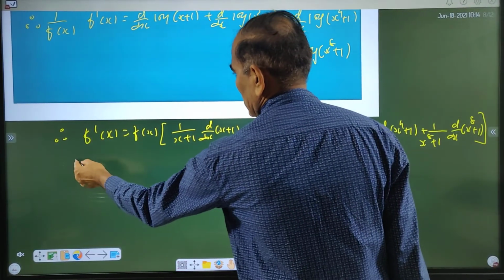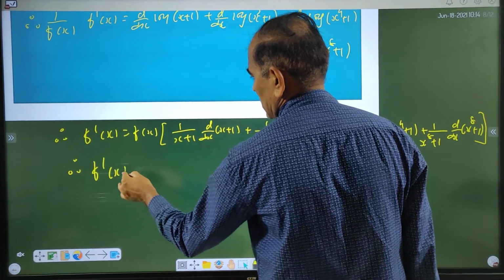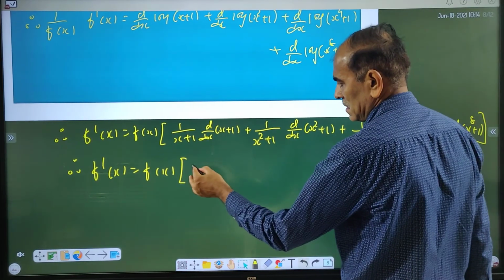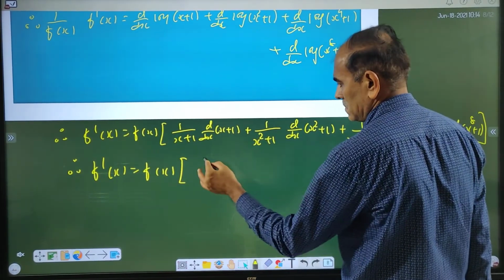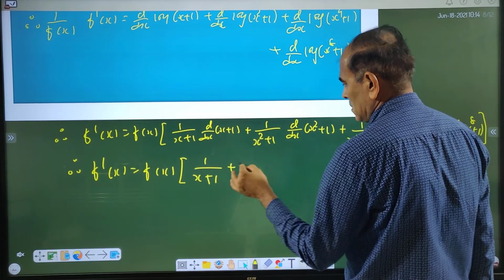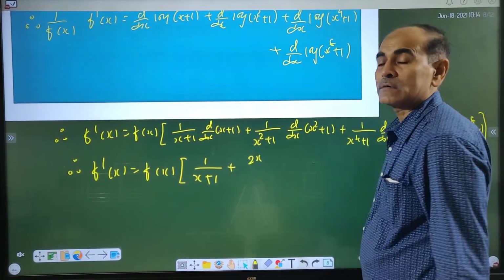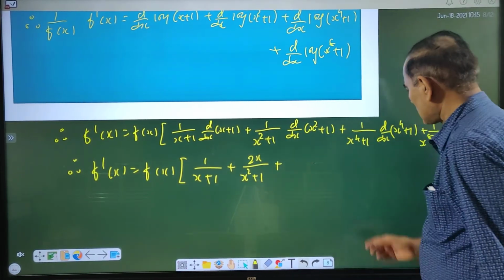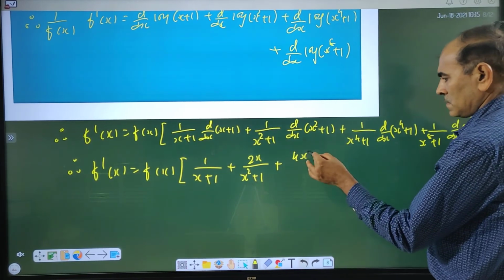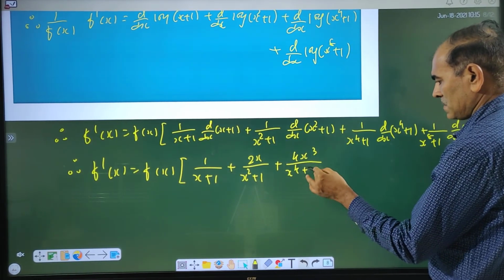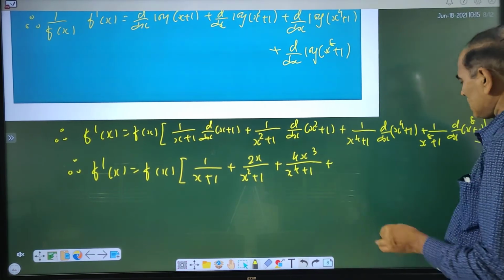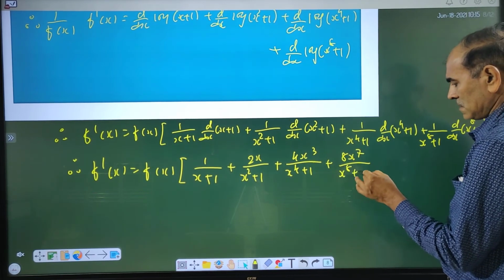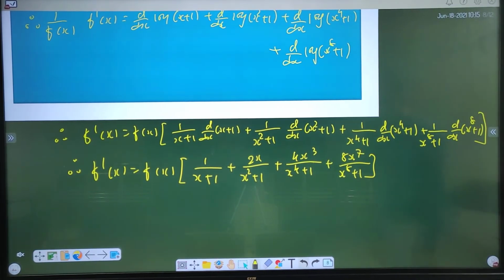Now applying the simplified form, f dash x is equal to f x times what can you say about this one? That is 1 over (x plus 1). Derivative of x square, that is 2x, over (x square plus 1). Here what we get? 4x cube over (x raised to 4 plus 1). Here 8x raised to 7 over (x raised to 8 plus 1). Okay?